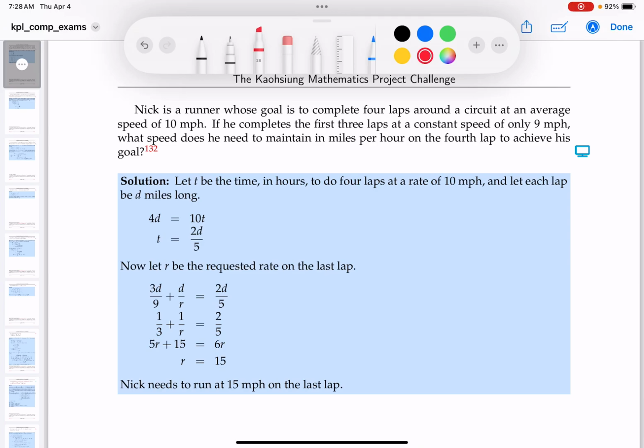Okay, Nick is a runner whose goal is to complete 4 laps around a circuit at an average speed of 10 miles per hour. If he completes the first 3 laps at a constant speed of only 9 miles per hour, what speed does he need to maintain in miles per hour on the 4th lap to achieve his goal?